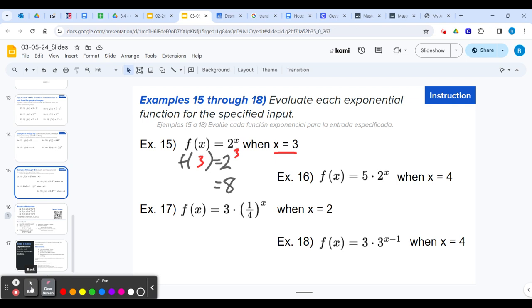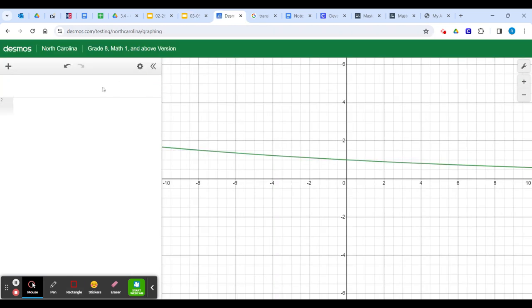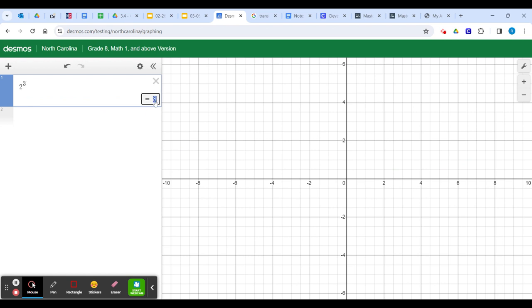Let me just show you a couple quick ways you can do this with Desmos as well. First off, if you take this 2 to the third power and just type it in, Desmos acts as a calculator. Notice how it gave us the answer 8 here. Really easy way to just make sure that you're doing your evaluation properly.